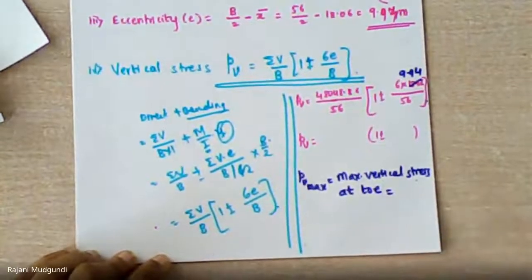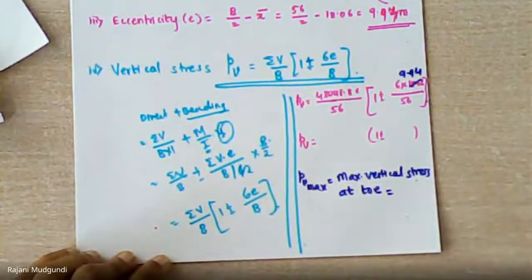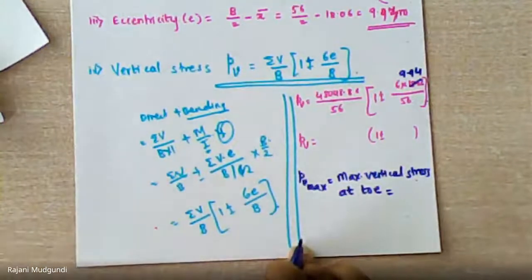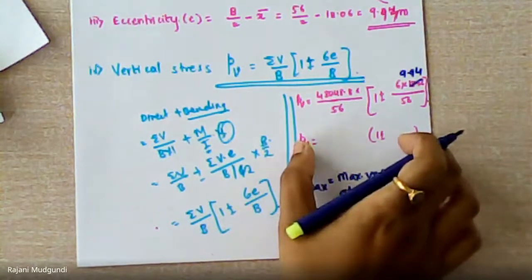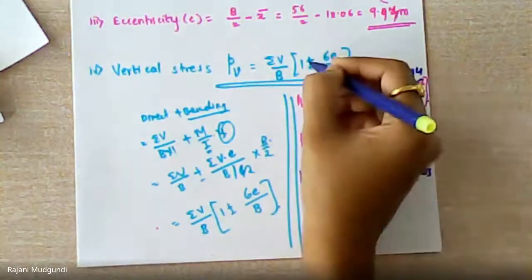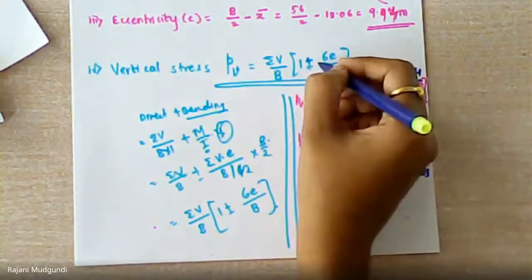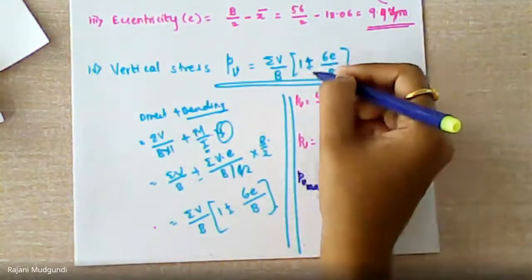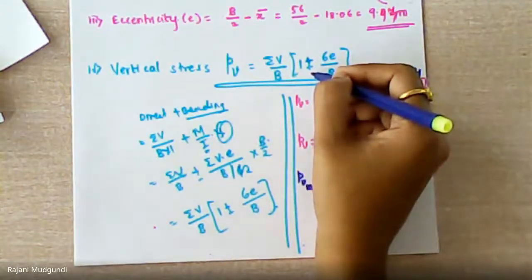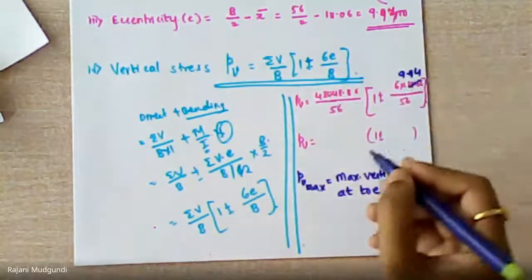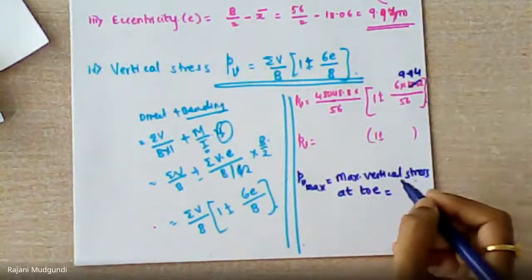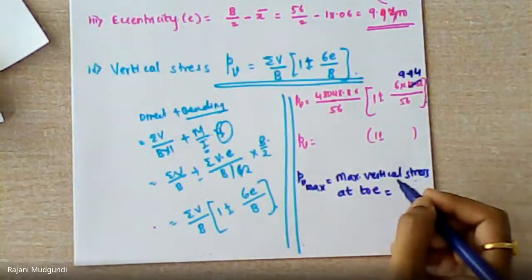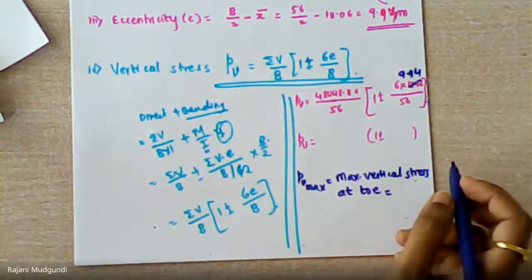So what is the value? PV max. Calculate this entire term by taking this sign, this 1 plus or minus. Plus sign you have to take for the calculation of maximum vertical stress. Negative sign you have to take while you are calculating the minimum vertical stresses. So maximum vertical stress I got, okay, 1587.4.